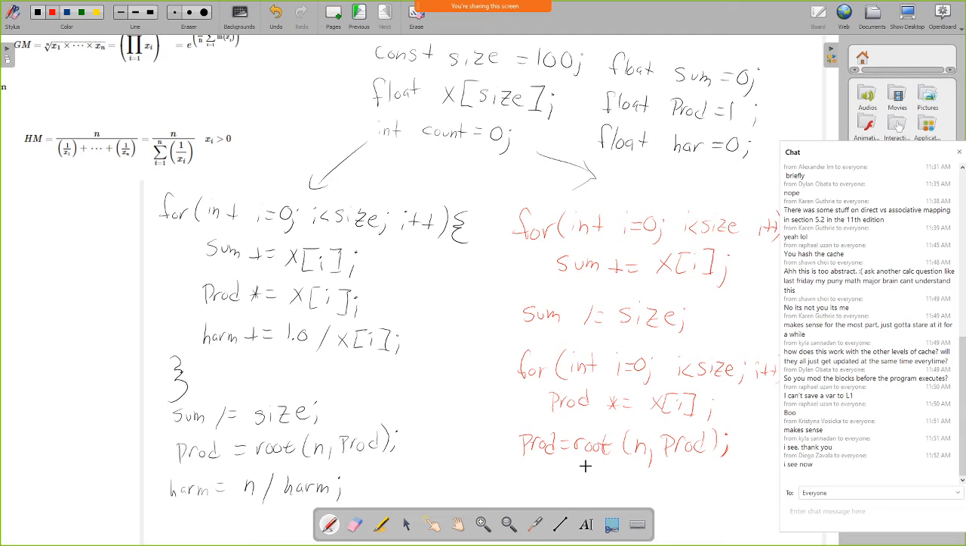And let's just say, I'm not going to write it out, but let's just say we do the harmonic mean down here as well, just so that it does all the same code as that one. So there's going to be a performance difference in these two things.